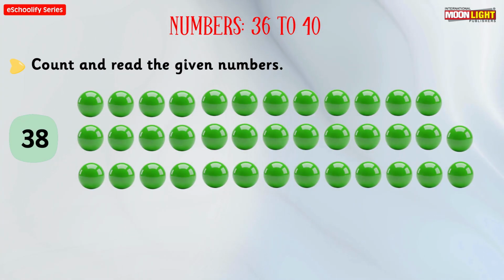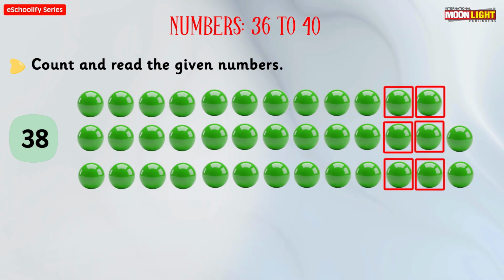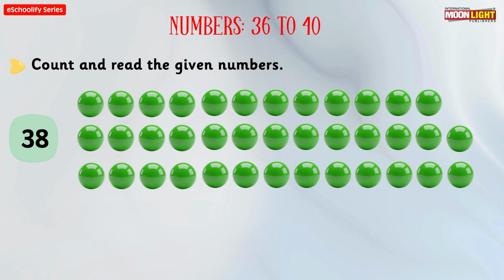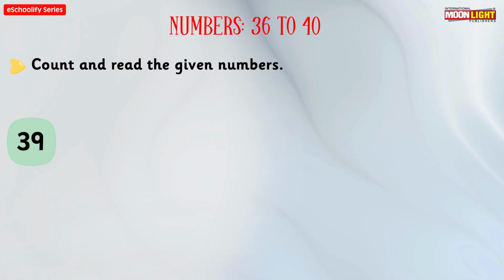And how many ones are there? 1, 2, 3, 4, 5, 6, 7, 8. 8 ones. 3 tens, 8 ones, 38. Next number is 39.